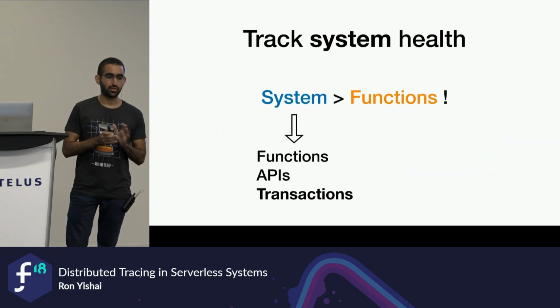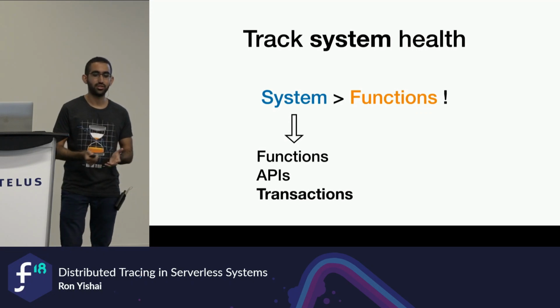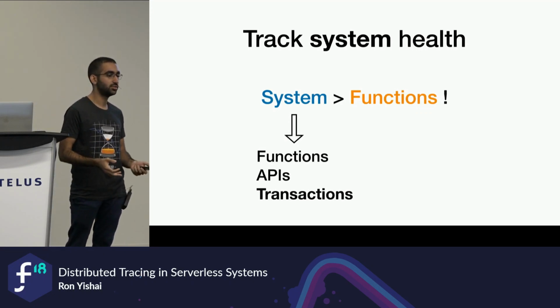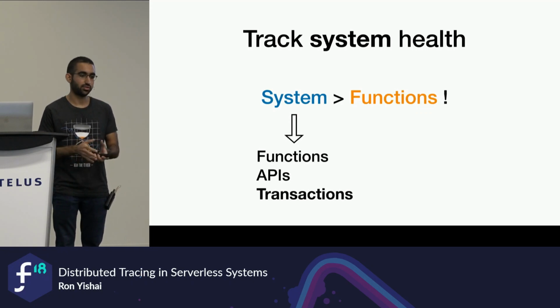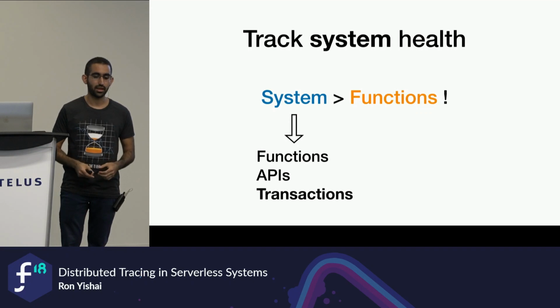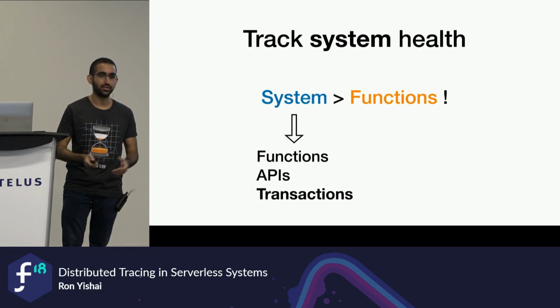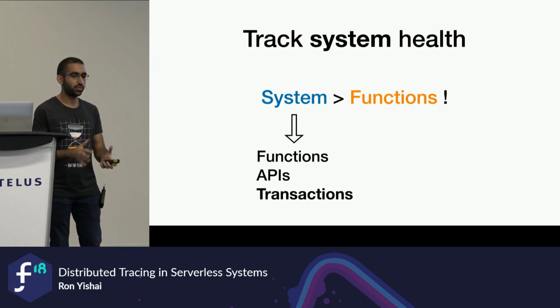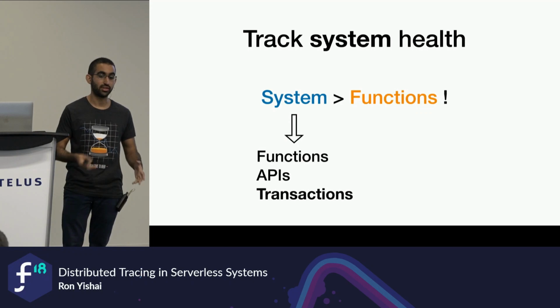And what this means is that the system is not only the functions. We have the functions, we have the APIs that the functions are using, and these APIs sometimes are also resources that are part of our systems. And what we have are transactions, where different functions are connected together by APIs that they are using. And we also need to keep track of these transactions.